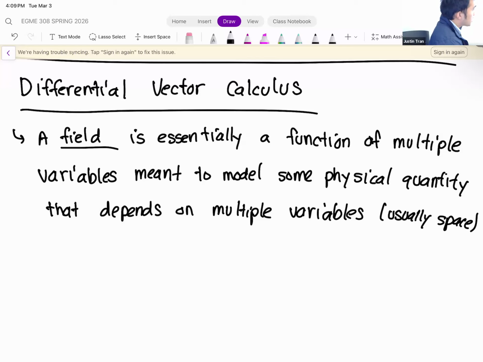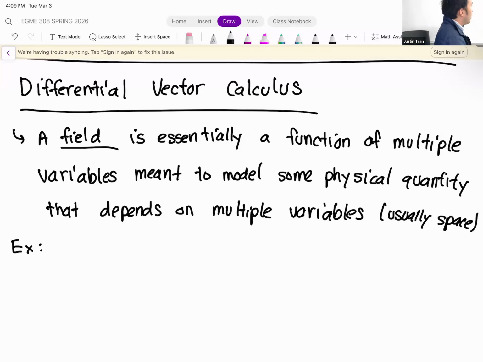Okay, and so this concept of a field is used a lot in engineering, right? And so for a lot of the work that I do for my own research, this concept of field is something that I use all the time. Okay, so let me give you an example. Let me actually give you an example from my own research.